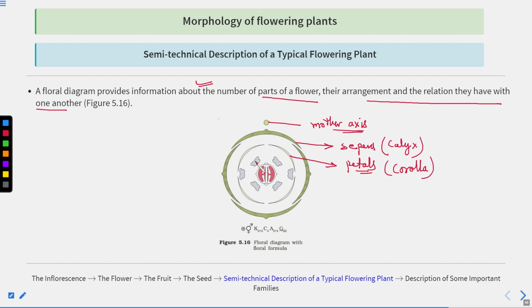Now here you can see this. Okay, two of the anthers are present outside and two of the anthers are present inside. So this is the androecium. And how it is written here, you can see androecium, 2 outer side plus 4 inner side. 2 arrangements are there, right?